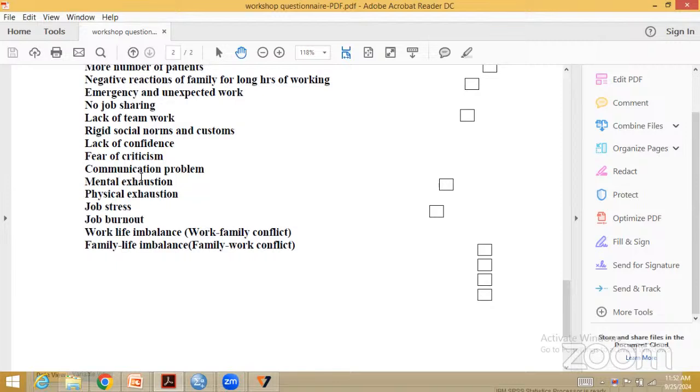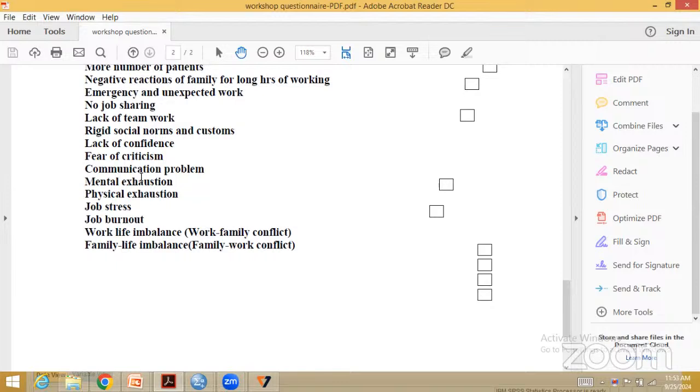Consequently, there is a work-life imbalance and family life imbalance. Work-life imbalance and family life imbalance are interconnected. Why? Because you have job burnout. Why do you have job burnout? Because you are more stressed, job stress. Why is there job stress? Because of mental exhaustion and physical exhaustion. Now I want to connect job stress and mental exhaustion.